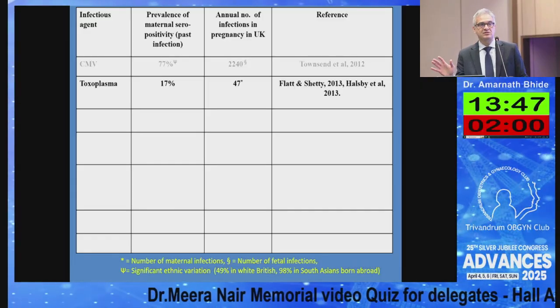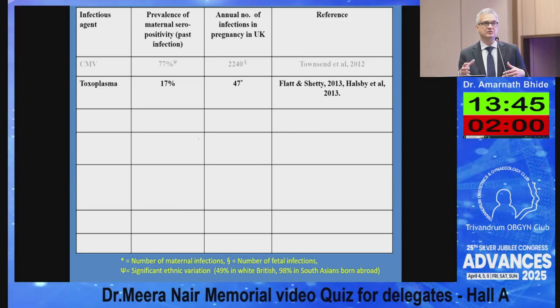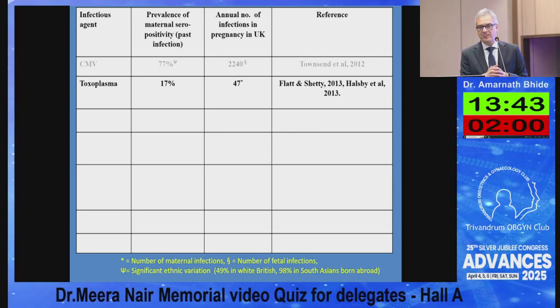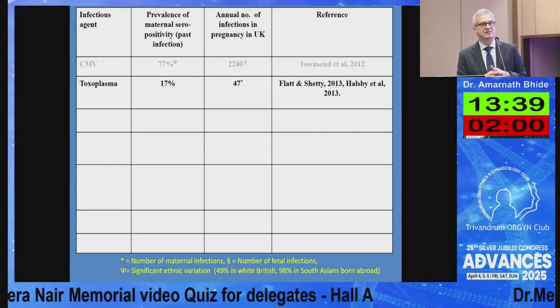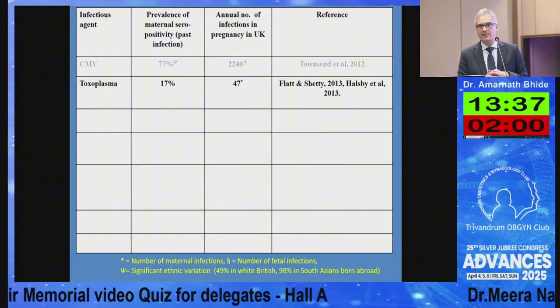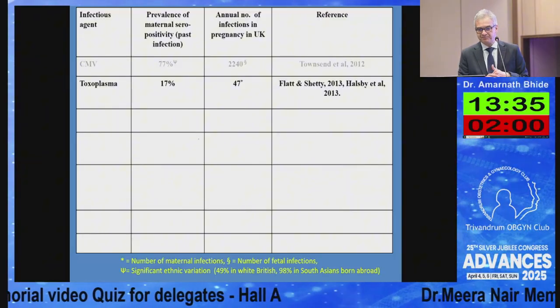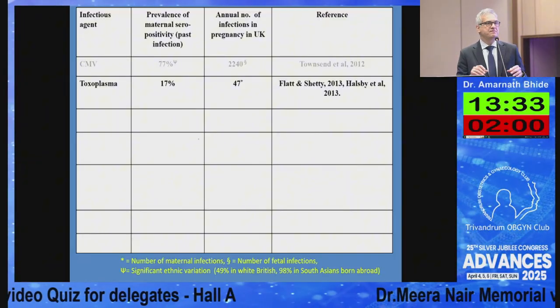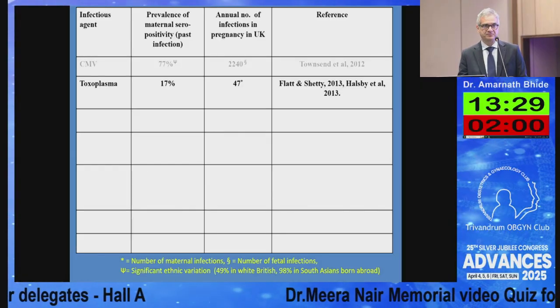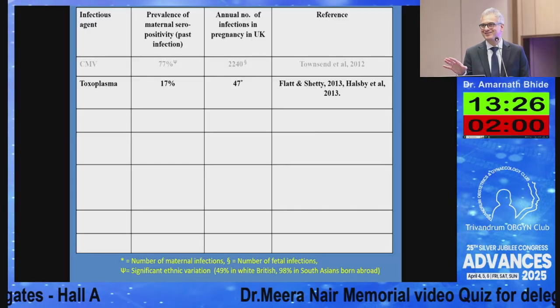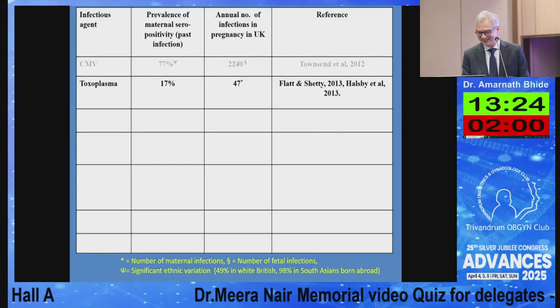The second infection that we consider is toxoplasma. The seropositivity for toxoplasma is pretty uncommon in the UK, less than 1 in 5. But the number of fetuses that we come across is drastically lower, about 50 out of 700,000, so it's not common at all.